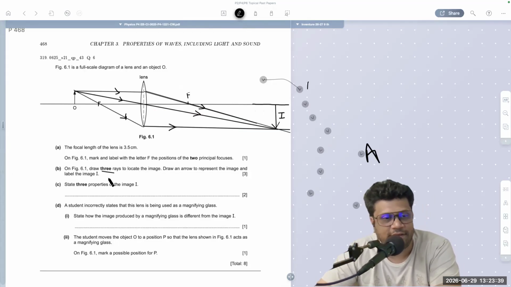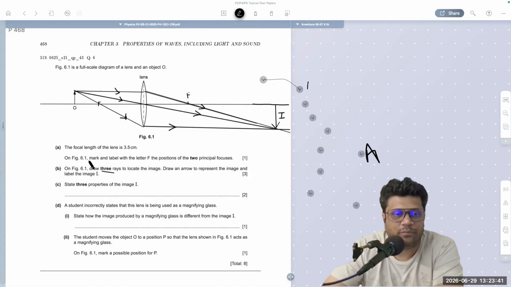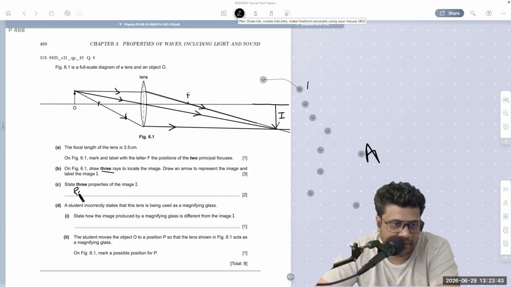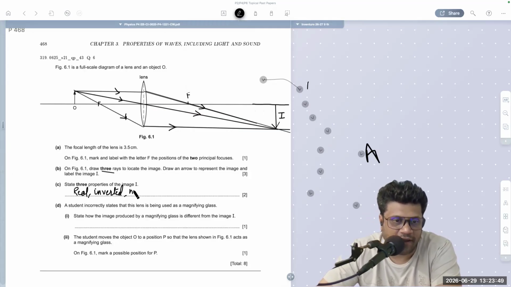State 3 properties of the image. Well, the 3 properties I see are that it's real, it's inverted, and it's magnified. It's larger than the object.